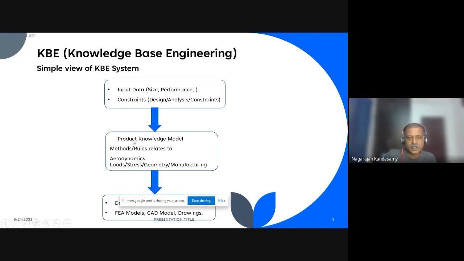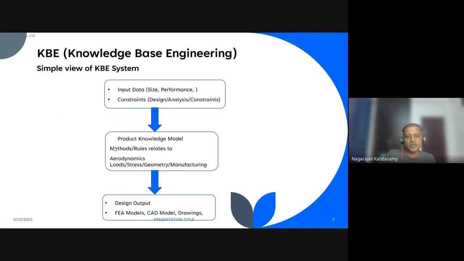So next slide, again for KBE, this is just to give a visual representation of a typical KBE system. What is your feed, or what is the input? It could be the size of the component or the KPI or performance parameters and things like that. And also you may want to put some constraints. Are there any design constraints you want to put into the product? So you're feeding certain information to the system, and the system we are referring to is more like a product model. These are the design rules.